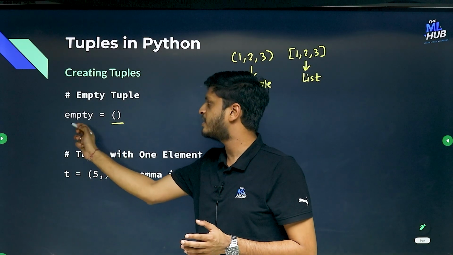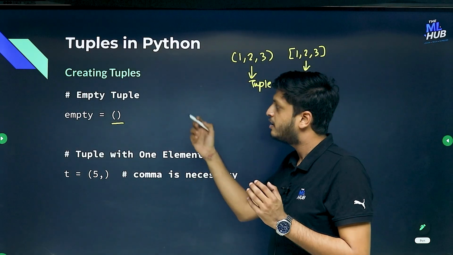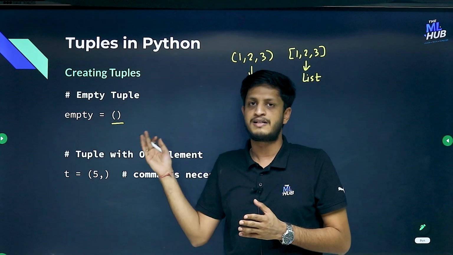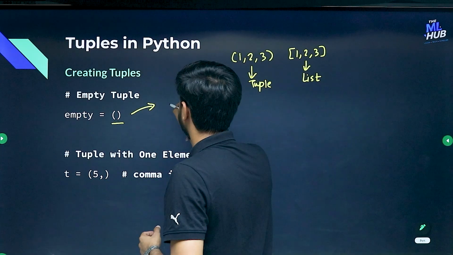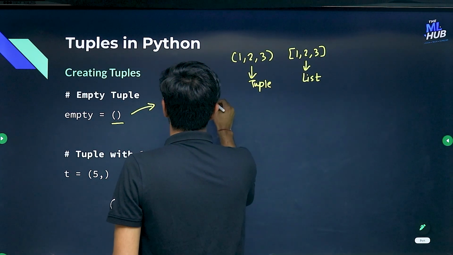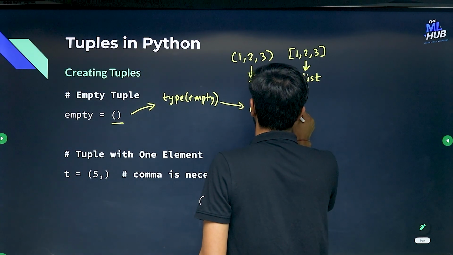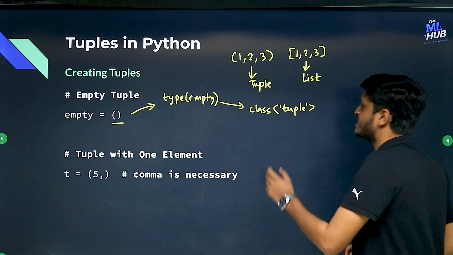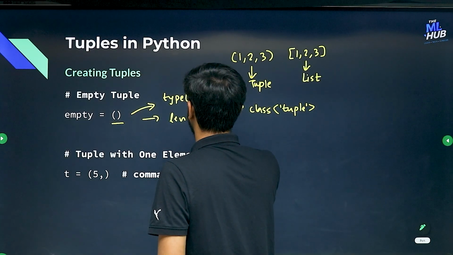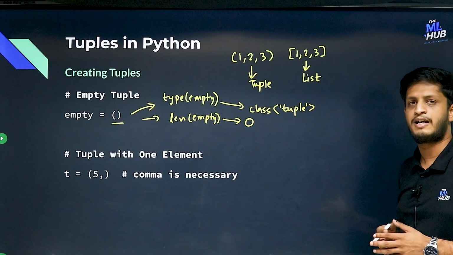So if you initialize a variable empty with an empty tuple, and if you print empty now, you will get the empty tuple printed as the output. If you print the length of this empty variable, you will see length will be 0, which means there are 0 elements inside this tuple. So like different things, if you print the type of empty, you will get answer as class tuple, because this belongs to the tuple class, which means the data type is tuple. And if you print the length of empty, you will see the number of elements is 0. Okay, so this is how you can create an empty tuple.